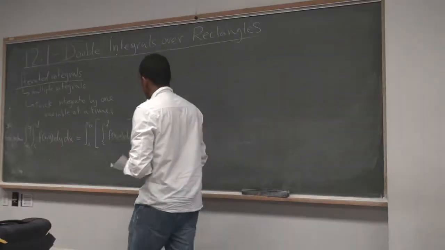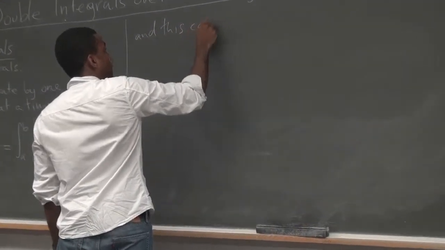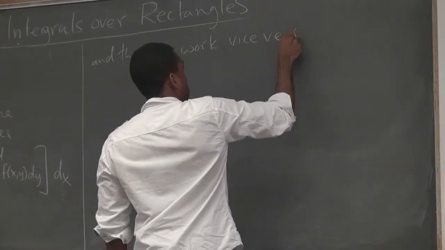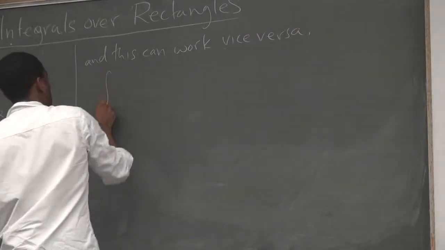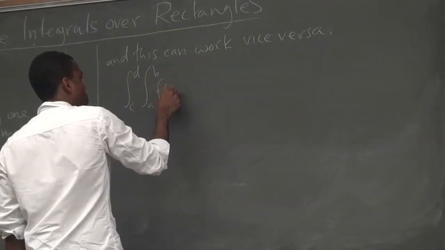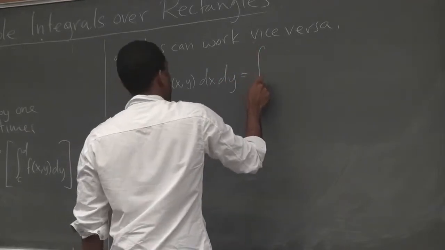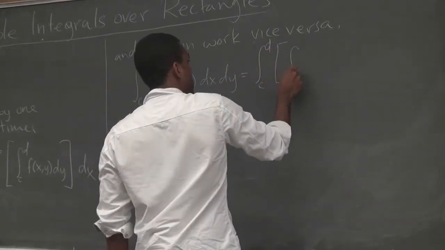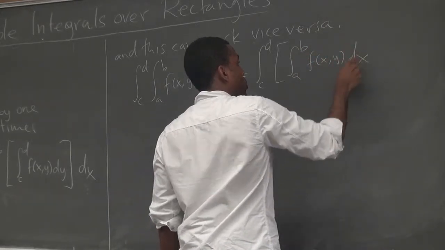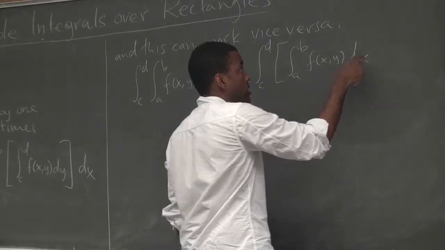So c to d, a to b, of my f of x, y, dx dy. I could actually look at this as first integrating from a to b of f of x, y with respect to x, which means I'm thinking of y as a constant while I'm integrating the x's.